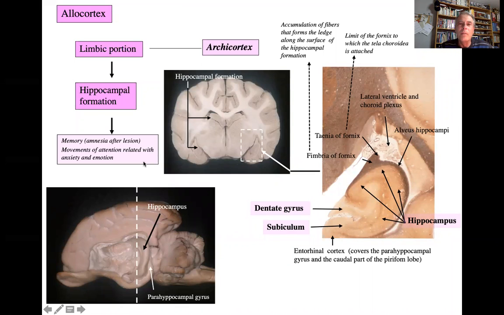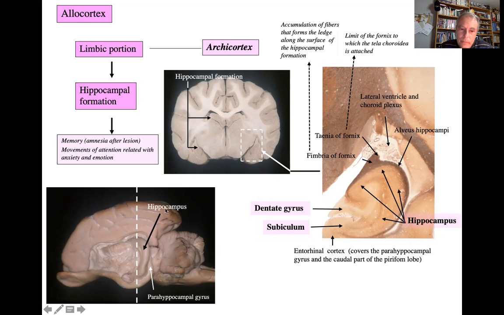So now we move to the archicortex, the limbic portion. What does limbic mean? Margin. To be on the limbus is to be on the periphery, on the marginal area. And it is called like that by Broca because it's the part of the cortex that is surrounding the more rostral portion of the brainstem.